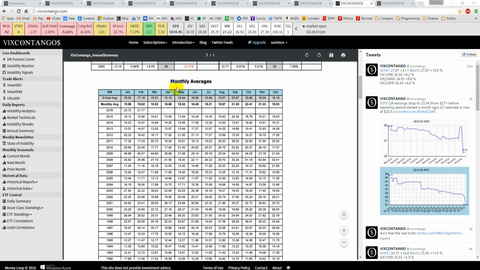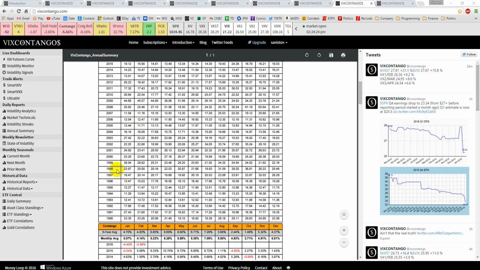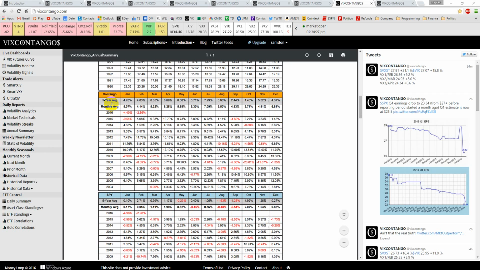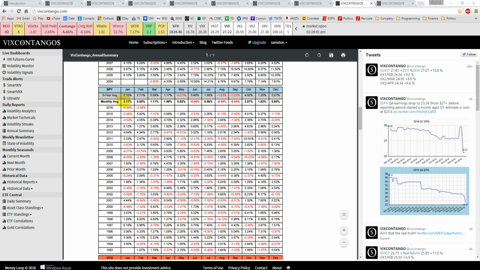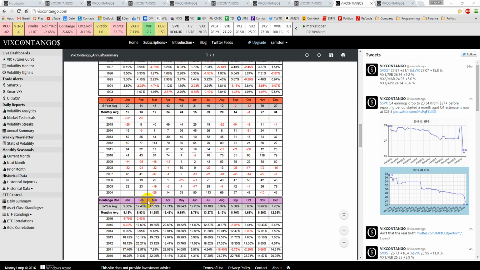We have a number of tables for monthly averages. So this is a table for the monthly average of the VIX going back to 1990 when the VIX was started. We have averages for contango going back to 2004, 5-year averages and the overall monthly averages for each month, and then these are the averages for each individual month in each individual year. We have the returns for the SPY going all the way back to 1993 when the SPY was started.